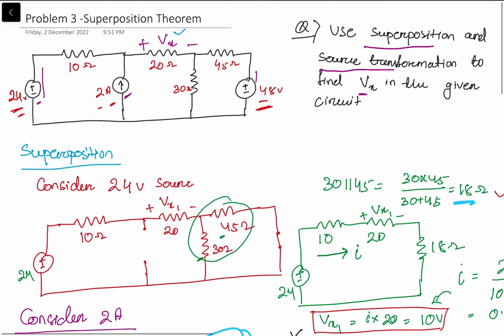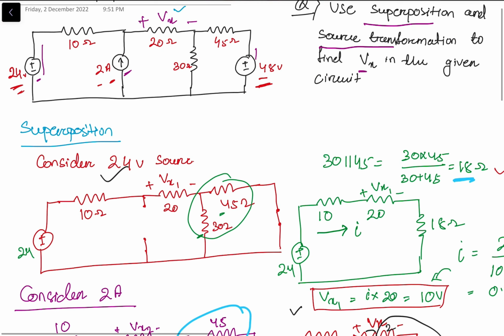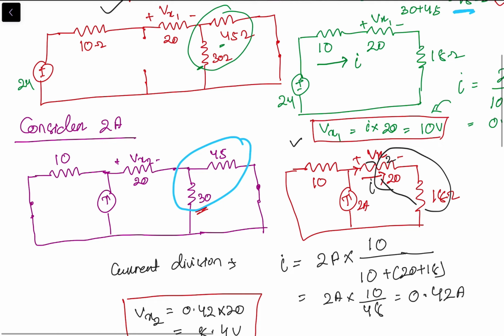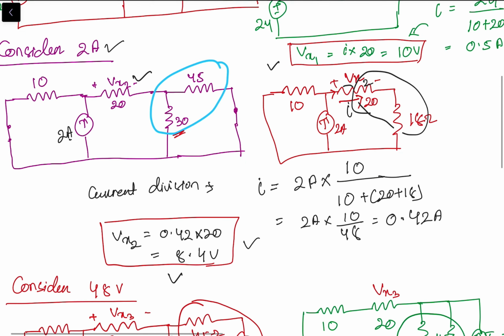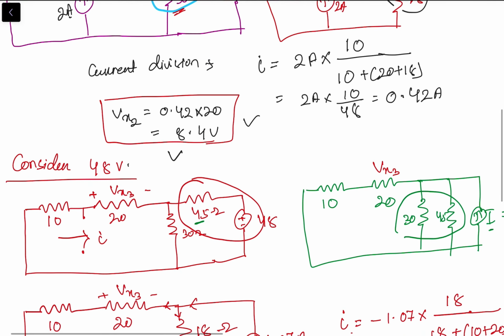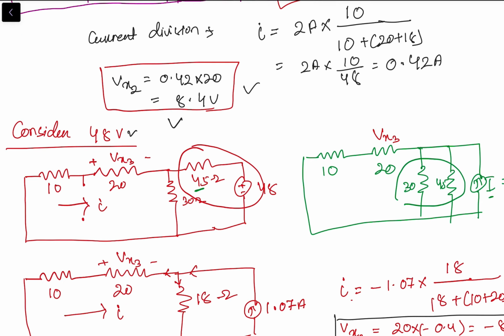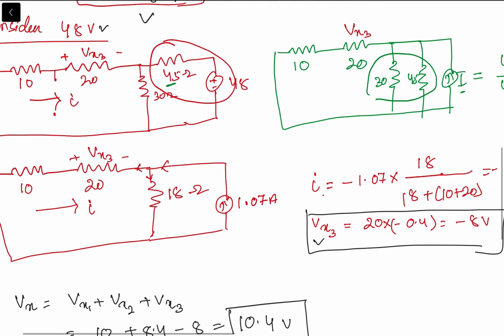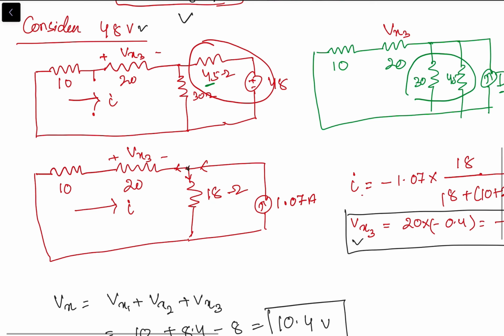Let me just quickly recap what we have done. First we considered the 24 volt source and redrew the circuit, and calculated the voltage across this one. Then we considered the 2 ampere source, and short circuited the other sources and calculated the voltage, that is the Vx2 value. Then we considered the 48 volt source, redrew the circuit and simplified it to this simple one, and applied the current division rule. If you are confused about how to apply the current division rule, you can use nodal analysis also.